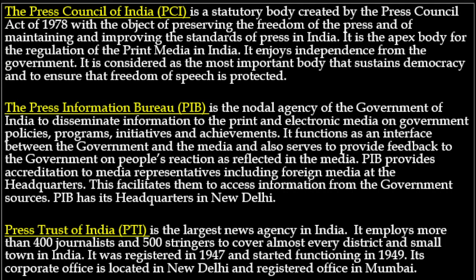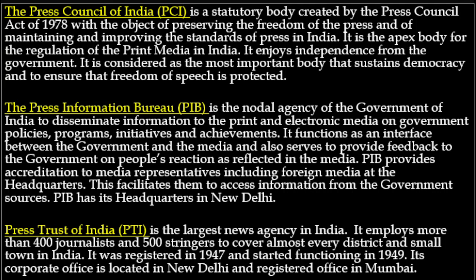The Press Information Bureau is the nodal agency of the Government of India to disseminate information to the print and electronic media on government policies, programs, initiatives and achievements. It functions as an interface between the government and the media and also serves to provide feedback to the government on people's reaction as reflected in the media. PIB provides accreditation to media representatives, including foreign media.